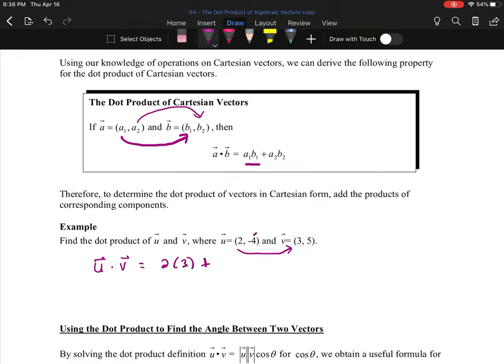You multiply the x's, so 2 times 3. You multiply the y's, negative 4 times 5. It sort of feels like distribution, but it's not. And you just add all that stuff together. Negative 14. The negative is completely weird here. And it sort of says that these two vectors operate in opposite directions to each other. One's pulling back on the other one.